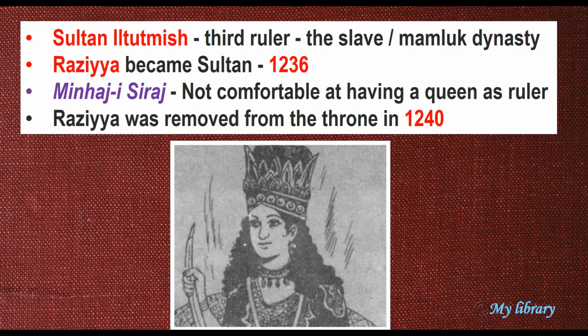The chronicler of that time, Minhaj-i-Siraj, recognized that she was more able and qualified than all her brothers, but he was not comfortable at having a queen as a ruler. Nor were the nobles happy at her attempts to rule independently. She was removed from the throne in 1240.